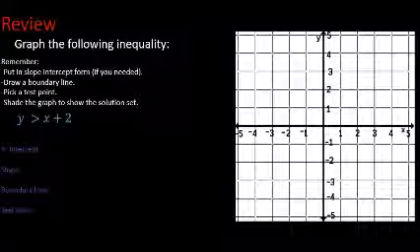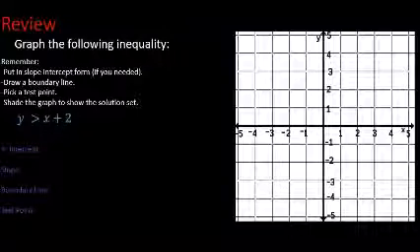Does this need to be in slope-intercept form, or do we need to convert it? That's right, it's already in slope-intercept form, so we can move on to our next step. Our next step is to find our y-intercept. What is the y-intercept? That's right, 2. How is that represented on our coordinate plane? (0, 2), exactly. The x is always 0, and that y is where it is on the slope-intercept form.